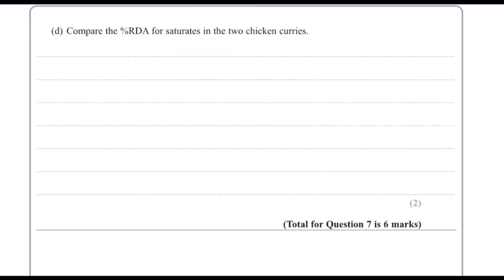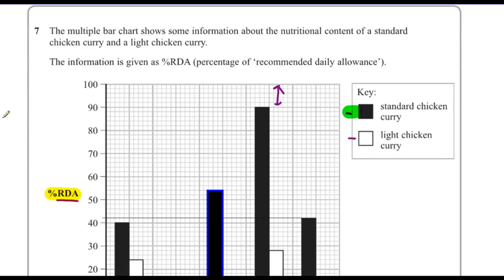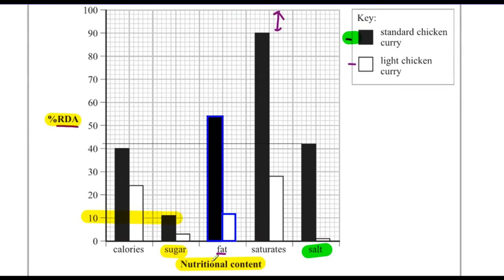Next question, part D. Compare the recommended daily allowance for saturates in the 2 chicken curries. So looking back, let's look at saturates. That's the one that I've already commented on. There's 90% of your recommended daily allowance for standard chicken curry, and there is 28 for your light chicken curry. So let's just put that in words. We can see that standard is way higher. I'll just make a note, 90 and 28.